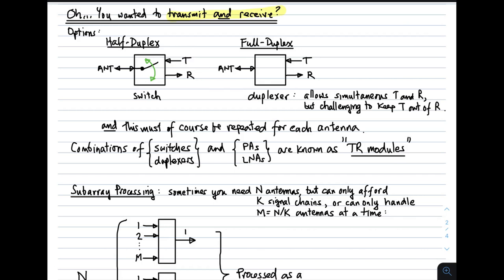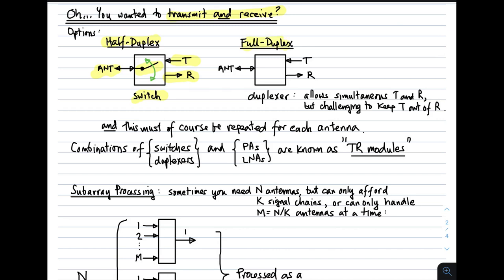So here are some options. One is you can go half duplex. Half duplex means one direction at a time. So in such a scheme, what you do is you have the antenna, and then you have a switch, and the switch chooses whether the antenna is hooked up to the transmit electronics or to the receive electronics. You have to pick one or the other. So the antenna array can only be used for transmit or for receive, but it can be either one via the switch. The other general class of options is full duplex.